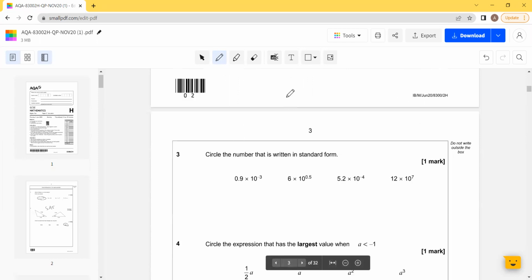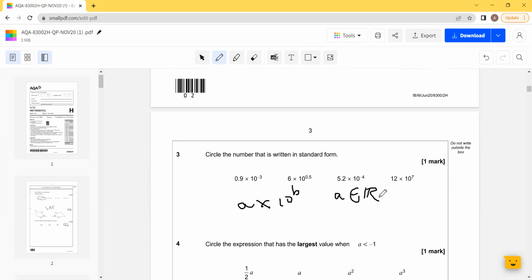Okay, question 3. Circle the number that is written in standard form. Okay, so if you're not sure what a standard form number looks like, it's a times 10 to the b, with a and b having constraints on them. So a has to be a real number, which is usually greater than 0, because if you just have 0 times 10 to the something, you just get 0.